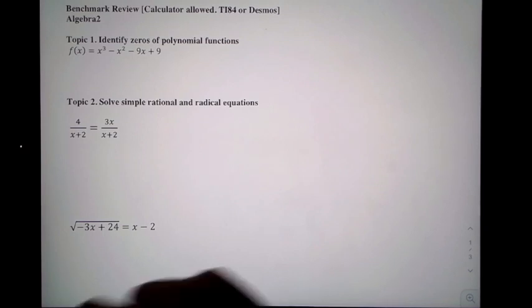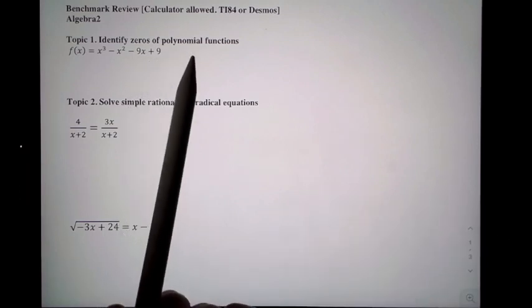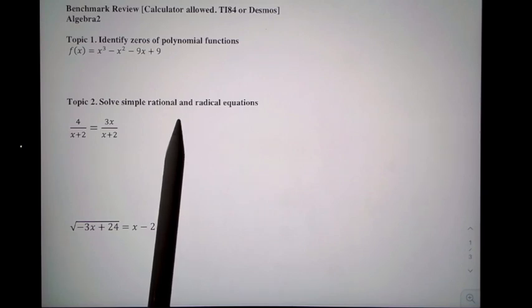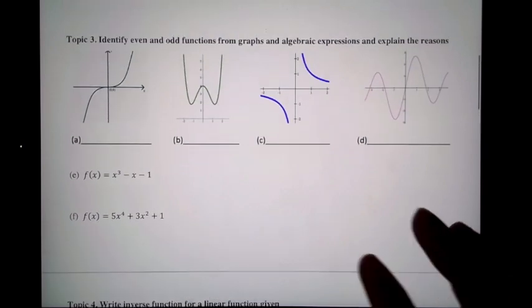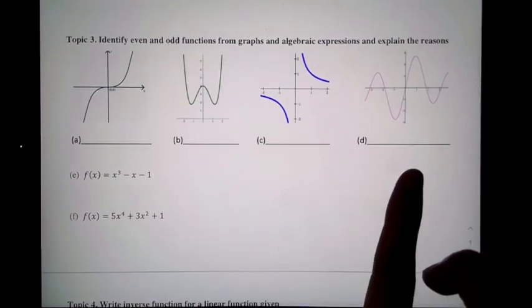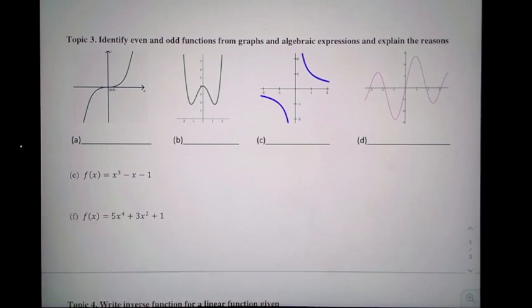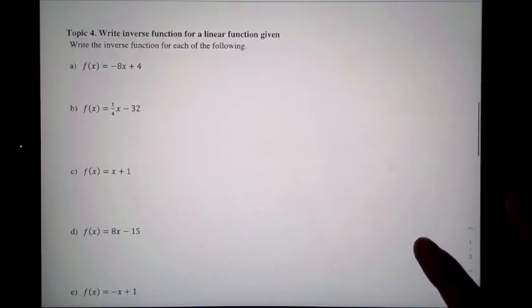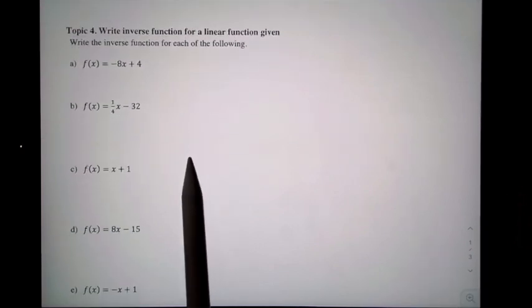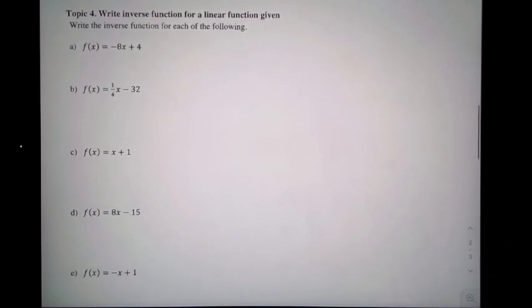And the topics are like this: finding zeros from a polynomial function, solving simple rational and radical equations and getting extraneous solutions, and identifying even and odd functions from the graph, or identifying even and odd from the algebraic expression, but you need to prove it, using f of negative x, and you should show the work. And then topic 4 is writing an inverse function. I know a lot of you are having trouble with that, but she said only linear functions, so we will work on the linear only. All right, that's it.